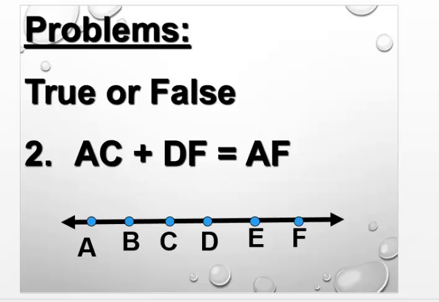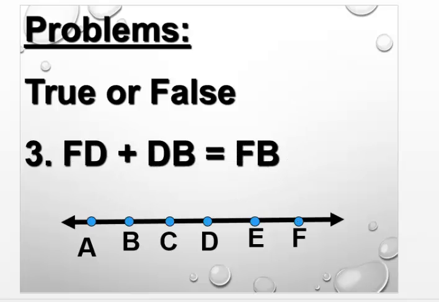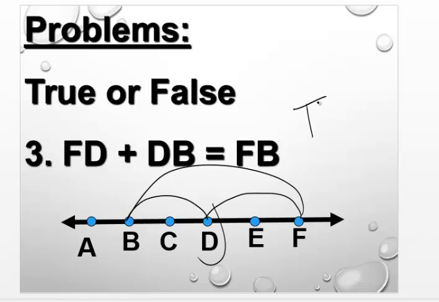In this example, I'm going to have AC and DF equal AF. No, it does not, because look at that gap between here. We've left off that little bit of segment C. So this one is false. That first one was true. This next one, I've got FD and DB are equal to FB. Yes, see the umbrella. So this is true.